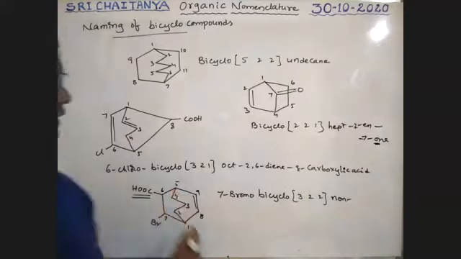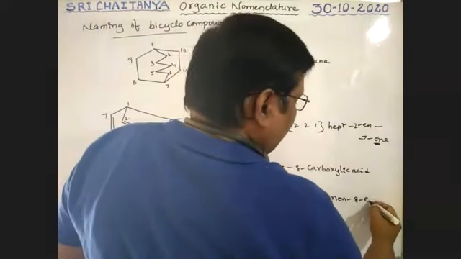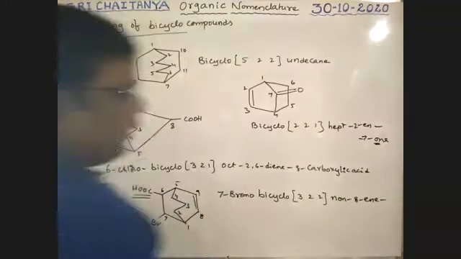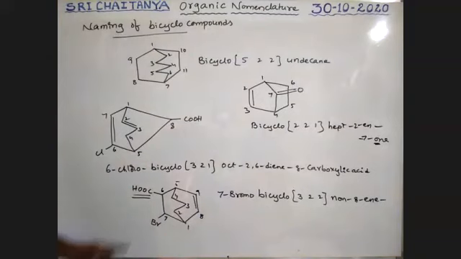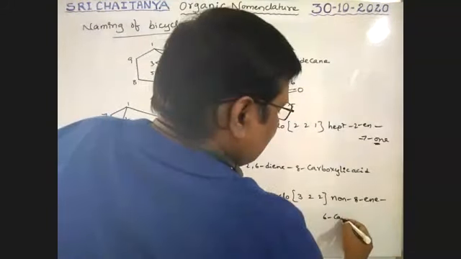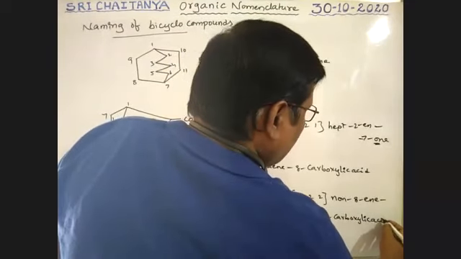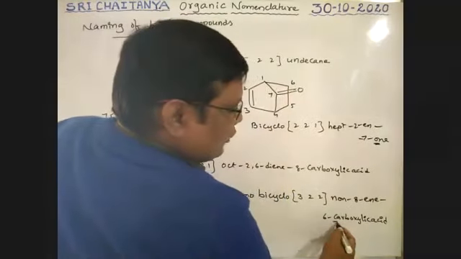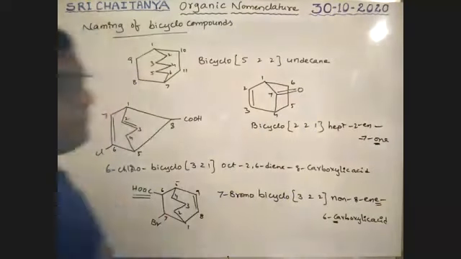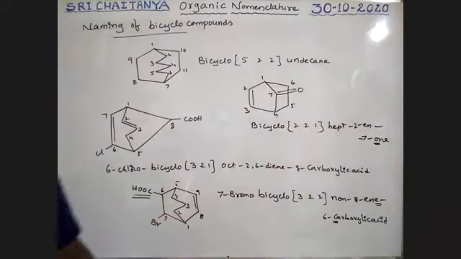At 8th position, ene. At 6th position, carboxylic acid. Boys, it is a consonant, that's why E is retained.